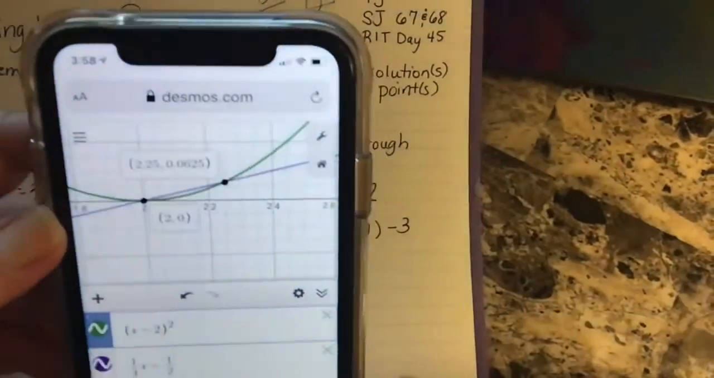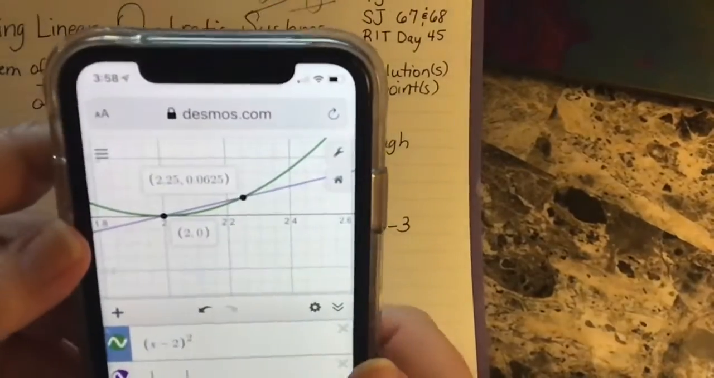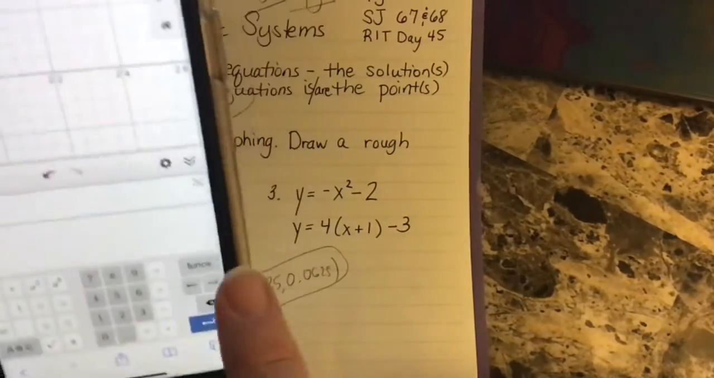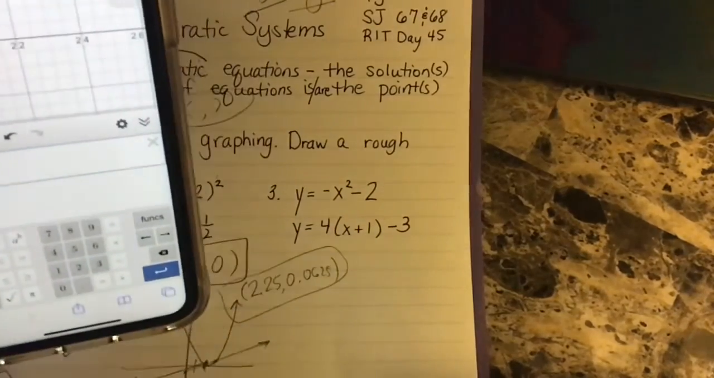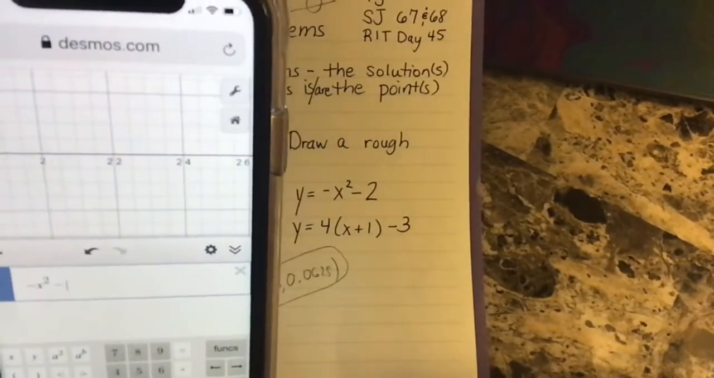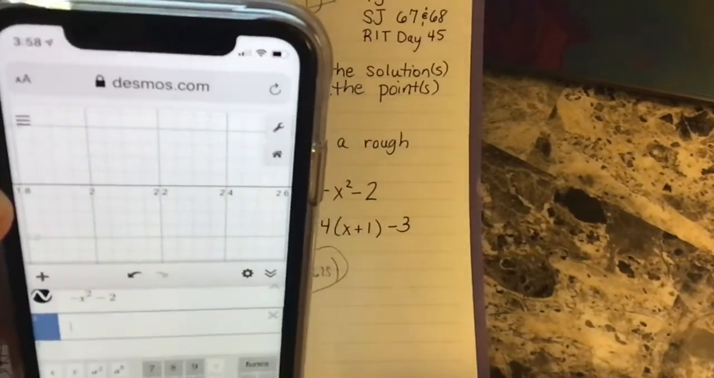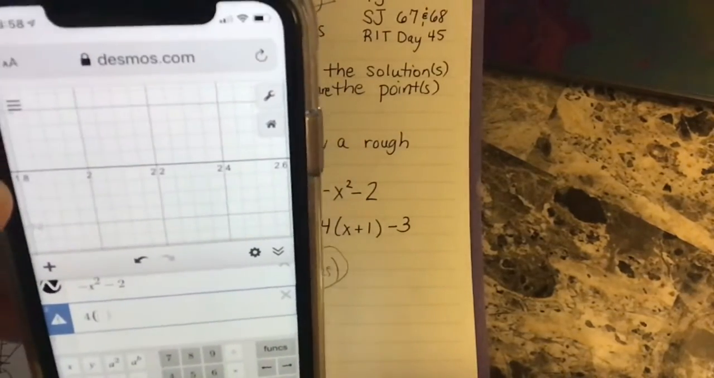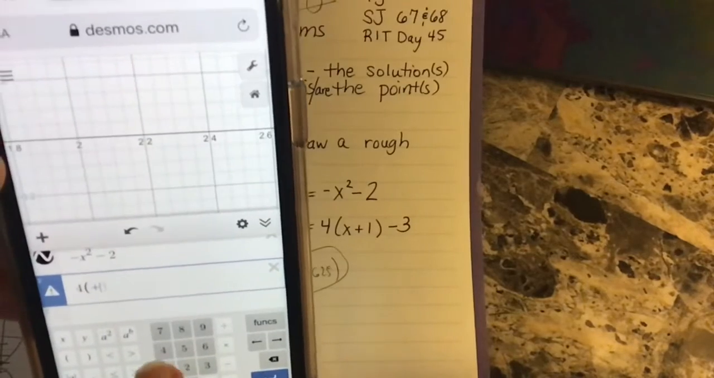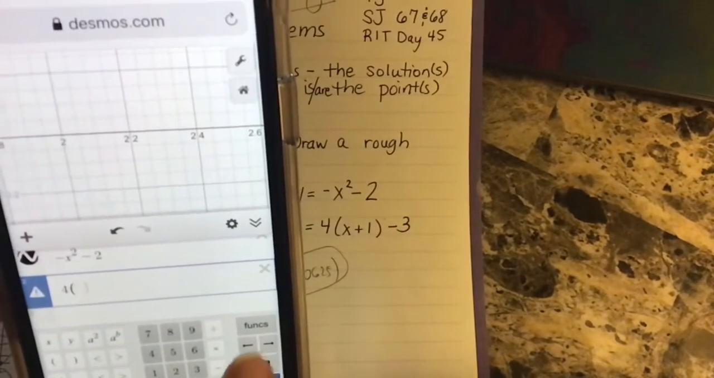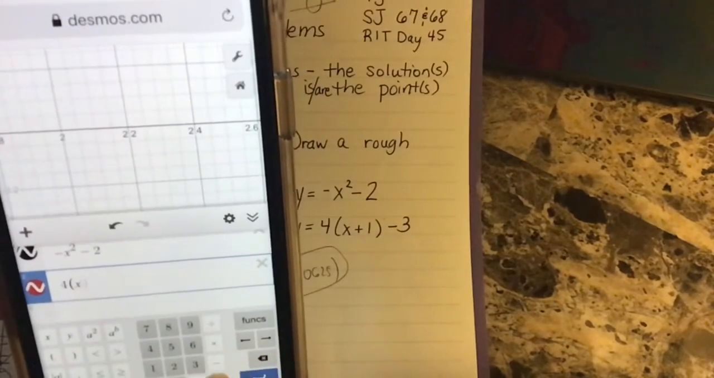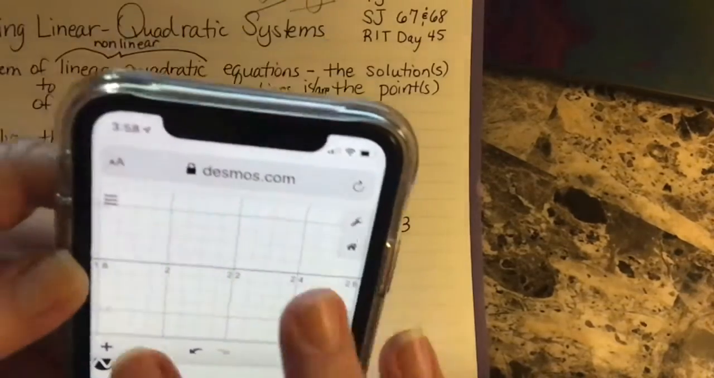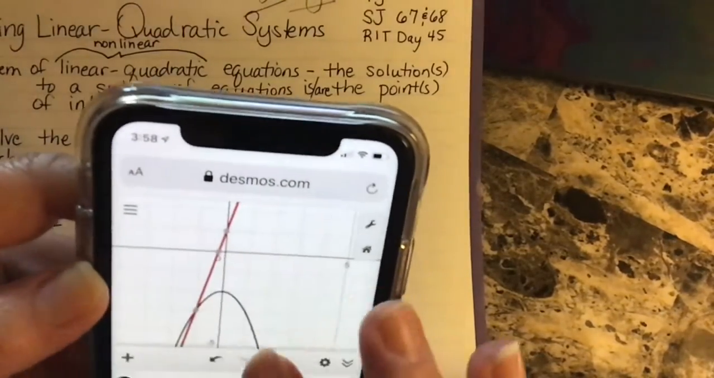Now for number 3, let me X these out. Okay, and I'm going to type in negative x squared minus 2x plus 1, and then minus 3. I didn't get the x in there, did I? And I've got to go back to it, because you couldn't see any of that graph, could you? There we go.